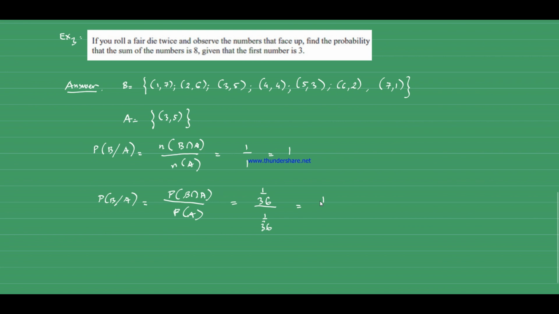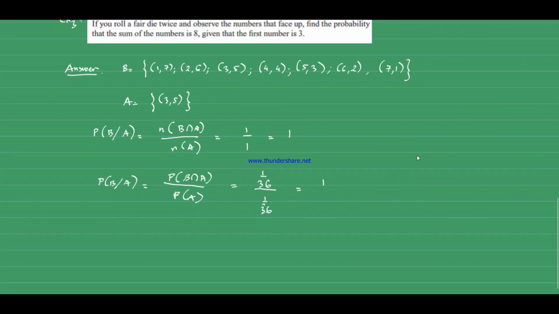I just want to check one more time. Find the probability of the sum of the numbers being 8, given the first number is 3, so there's only one of them. So it should be good. All right. Next, example number 4.